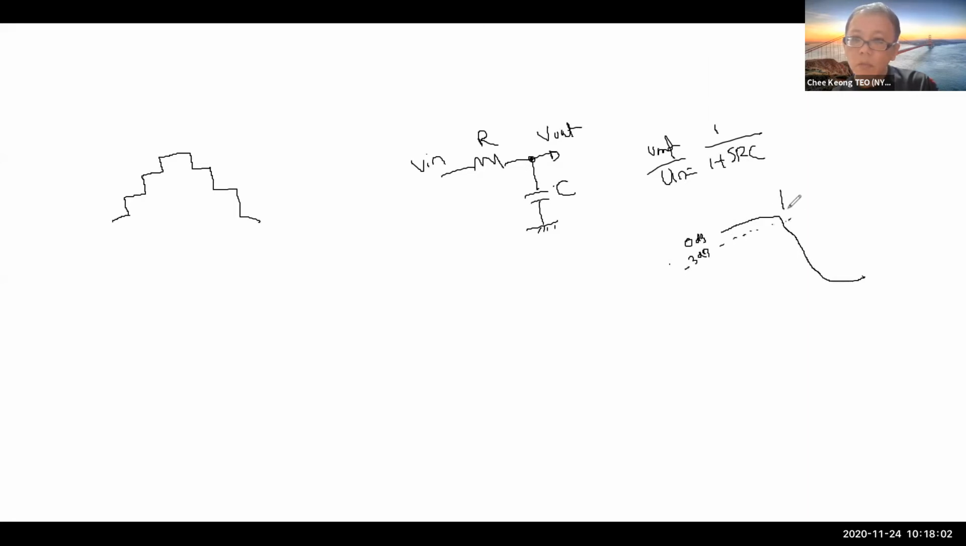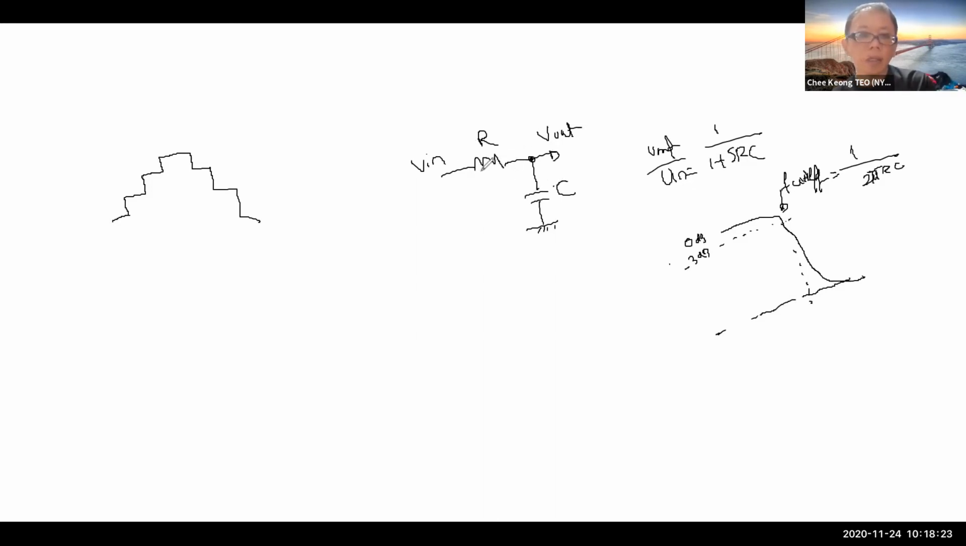This point here is what we call the F cutoff, your cutoff frequency. For this case, it will be 1 over 2 pi RC. So this is your cutoff frequency for your filter. So you can see this is how a simple RC filter can be built, right?